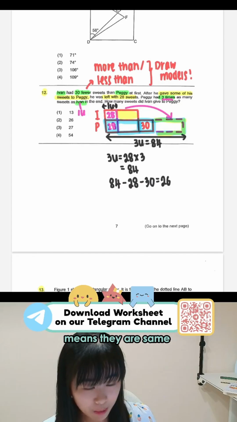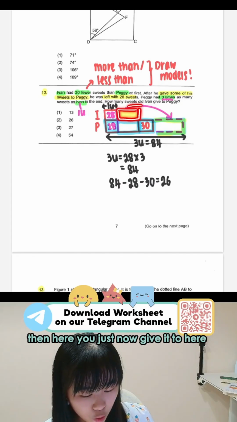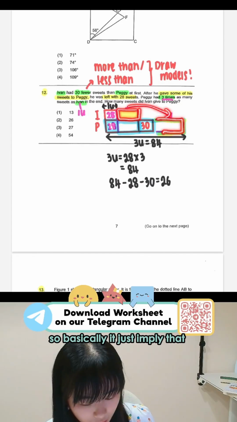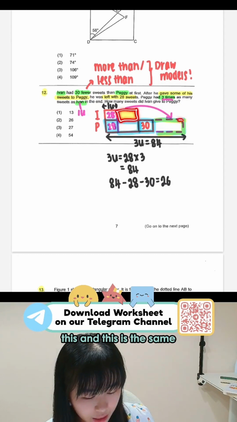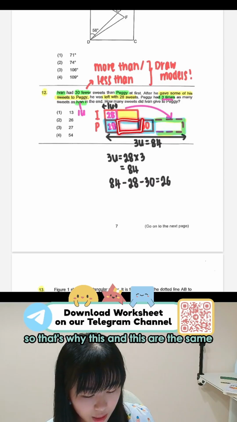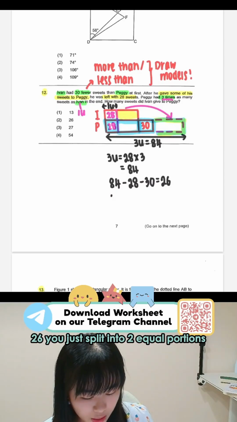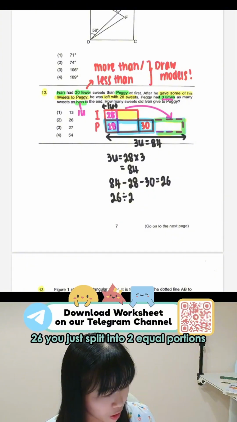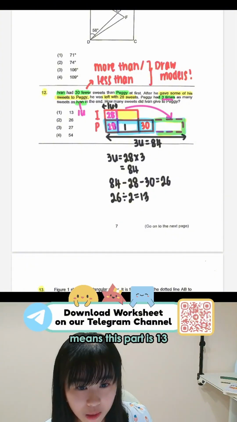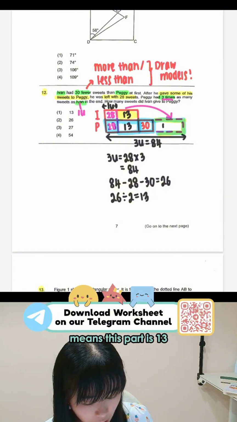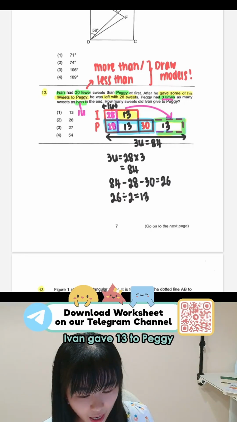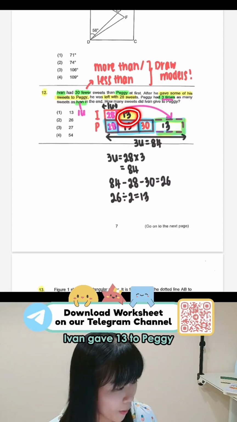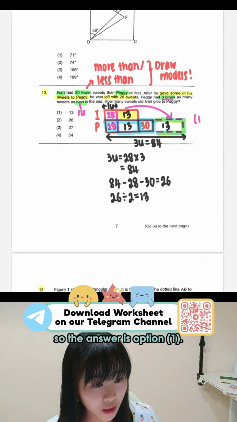And if the same size means they are the same, then here, you just do not give it to here, right? So basically, it implies that this and this are the same, this and this are the same, so that's why this and this are the same. 26, right, you just split into 2 equal portions, you will get 13. Means this part is 13, 13, 13. So how many sweets did Ivan give to Peggy? Ivan gave 13 to Peggy. So the answer is option number 1.